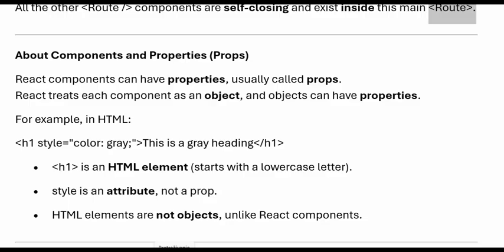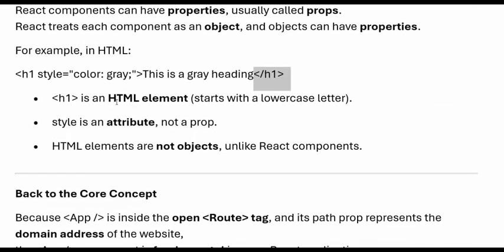About components and the properties, props. React components can have properties, usually called props, short for properties. React treats each component as an object. An object can have properties. For example, in HTML, h1 and here style equals color gray. This is a gray heading and closing tag h1.